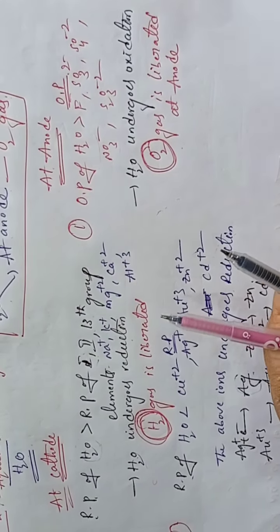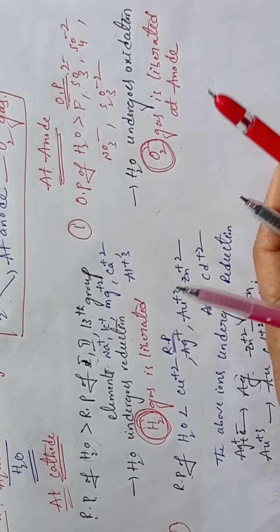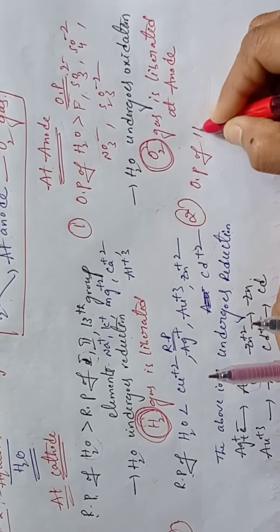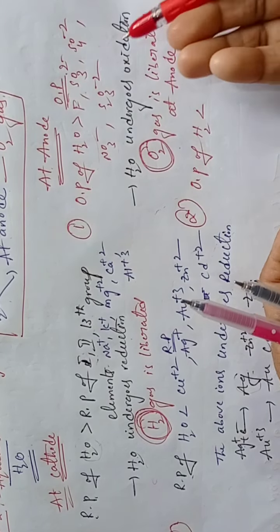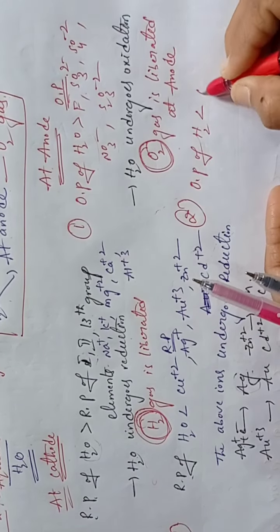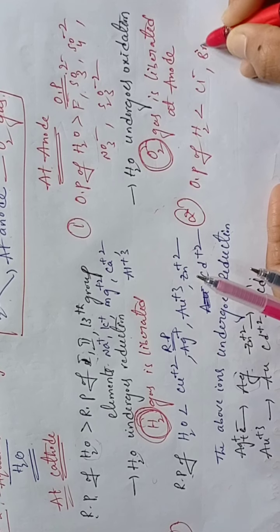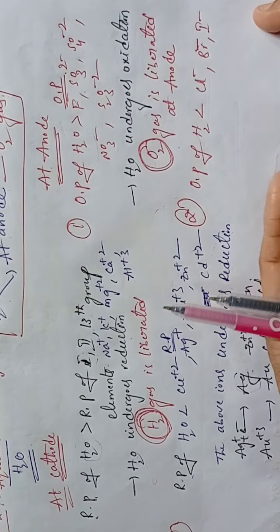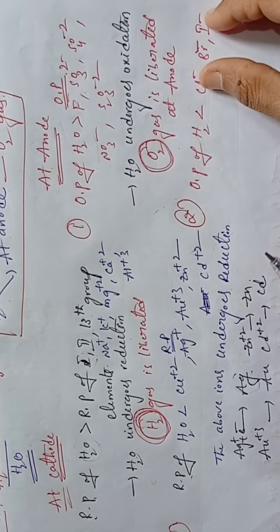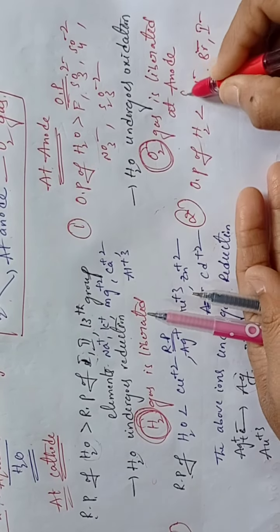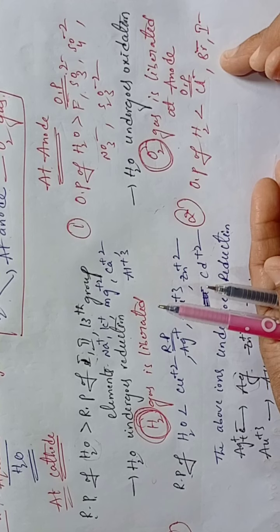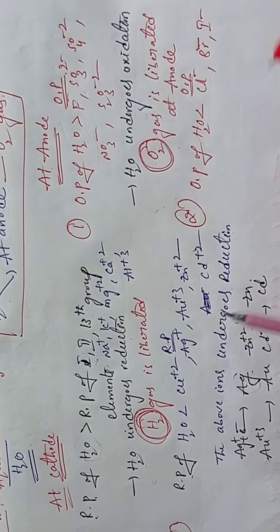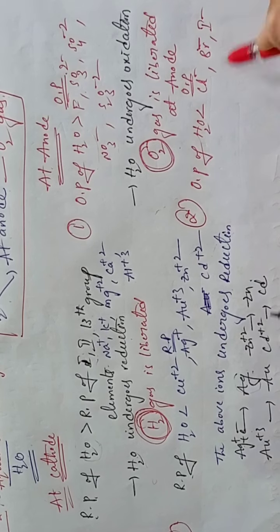Now I am discussing the second point, students. What is the second point? Oxidation potential of water is less than that of these other ions, so we can take Cl minus, Br minus, and I minus. Now these ions' oxidation potential is more than water. Clear? So that's why these ions are undergoing oxidation.